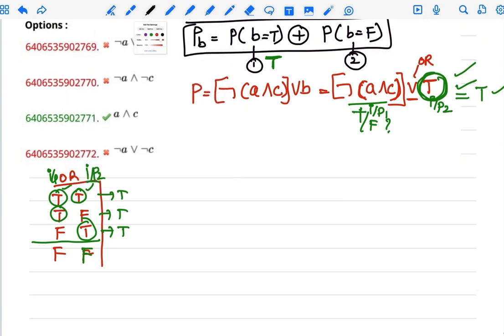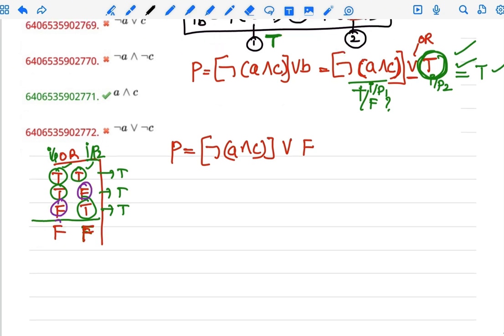For the next one, in the predicate, replace B with false. So that is negation of (A and C) or false. In the OR gate, one of the inputs is false, and the other one doesn't matter for now. This is input 1, the complete term negation of (A and C), and input 2 is false. So if one input is false and the other is true, the output is true.